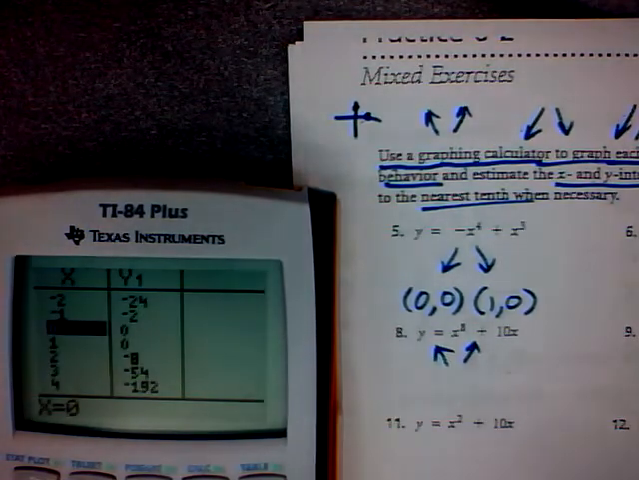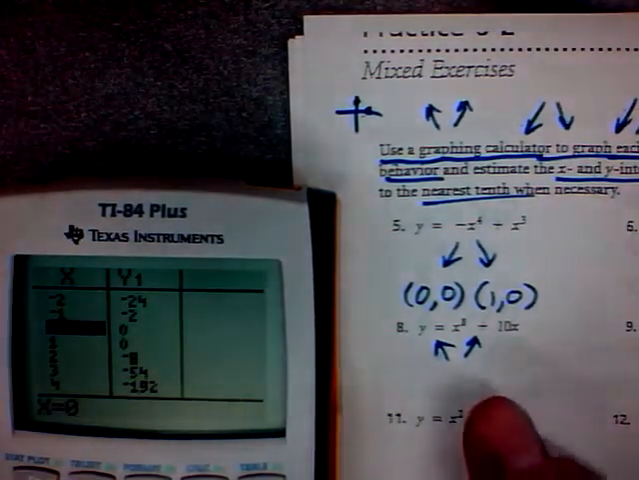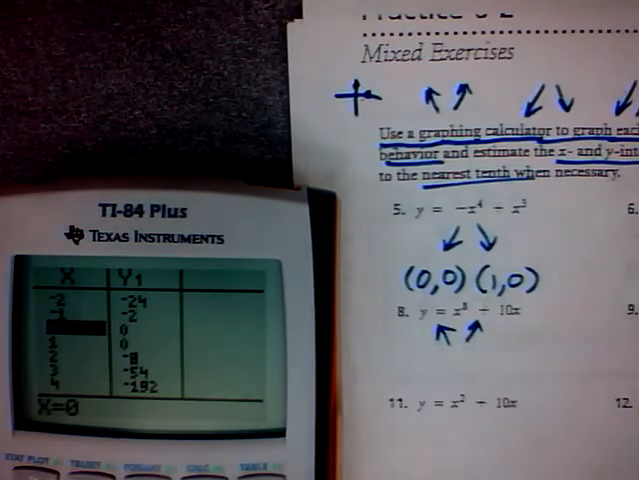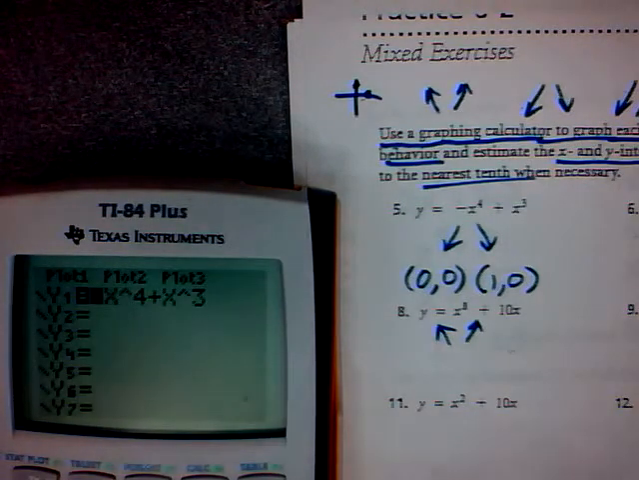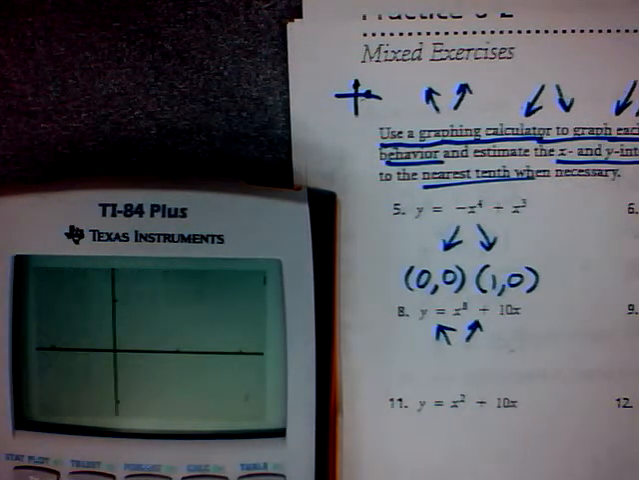Okay. So let's do a second one. I'm going to go right below. I'm going to do number 8 here. So on number 8, if I type in the equation, it looks like I just need to get rid of this negative. So I'm going to get rid of the negative, change the power up to 8, and replace this with a 10x. Okay. And I'm going to go ahead and hit graph.